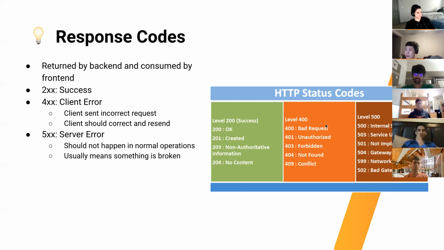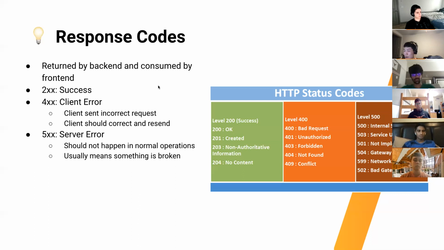400 means the client tried to make a request, but something is incorrect about that request. For example, if you send a request with malformatted JSON, that would be a bad request. Or if you do not have permission to do what you wanted to do, that would be 403 forbidden. And also 404, and a few others. When that happens, the client should correct their request and resend it, and it can still succeed after that.